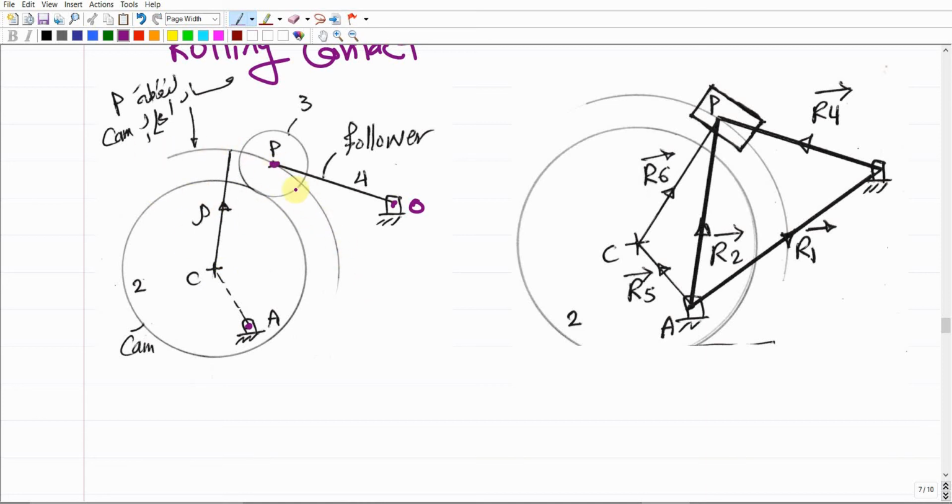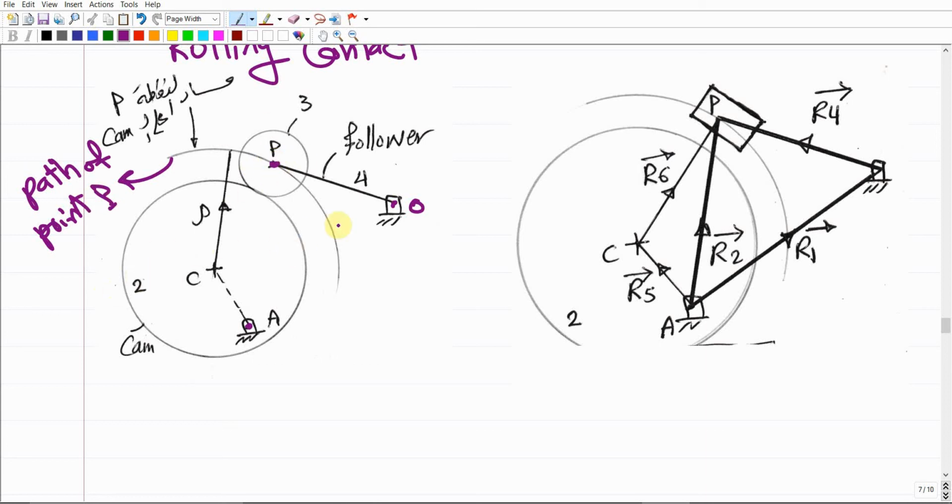This is like a virtual path. It is not a fixed path. This is the path of point P, which is the pivot point of the roller itself.